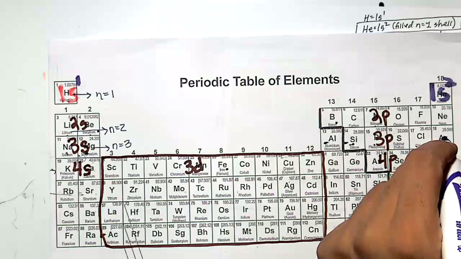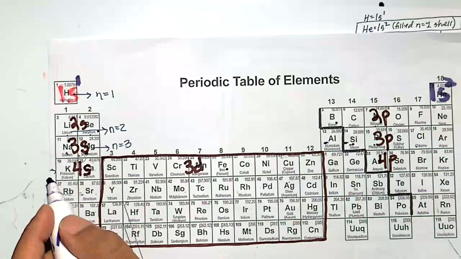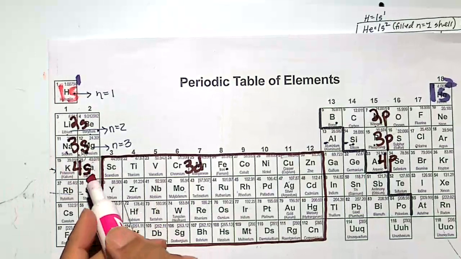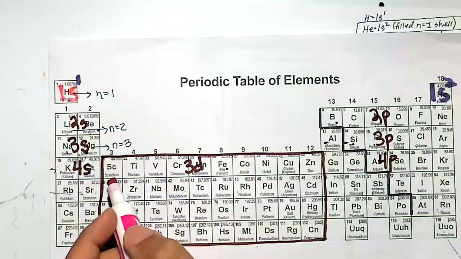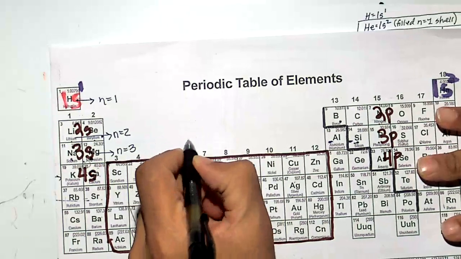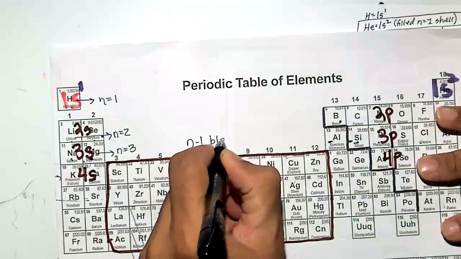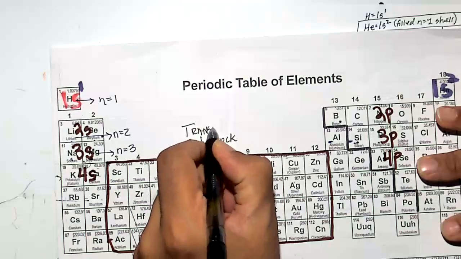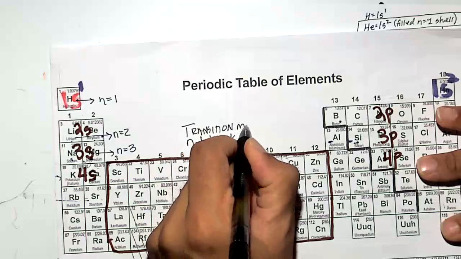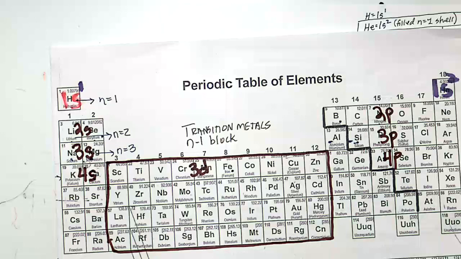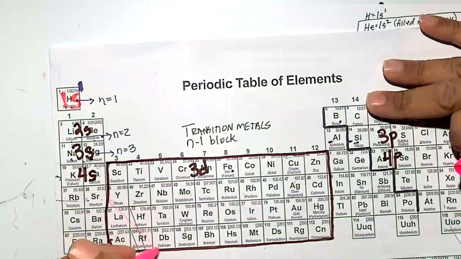Okay, so we have the filled shell here. After filling n equals 3, where will they go? 4s. Very good. 4s1, 4s2. After filling 4s, where will they go? Okay, so 3d. This is known as the n-1 block. Okay, also known as the transition metals. Right here.